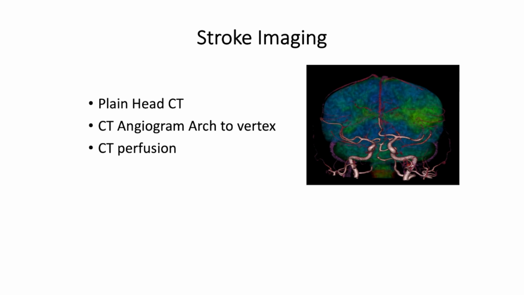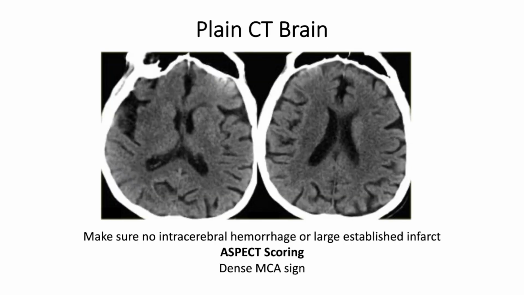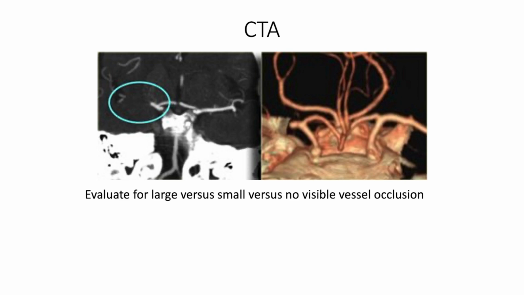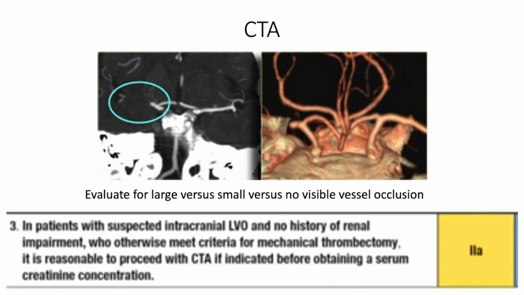Now, in stroke, you start off with a plain CT brain, then you go on to a CT angiogram and CT perfusion, and MRI for posterior circulation if more than 6 hours have passed. In a plain CT brain, you make sure there is no intracerebral bleed. You do the ASPECT scoring that I just explained, and look for a dense MCA sign, which I will explain later.